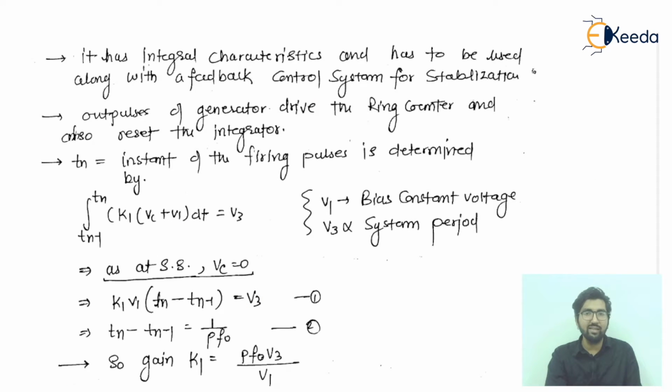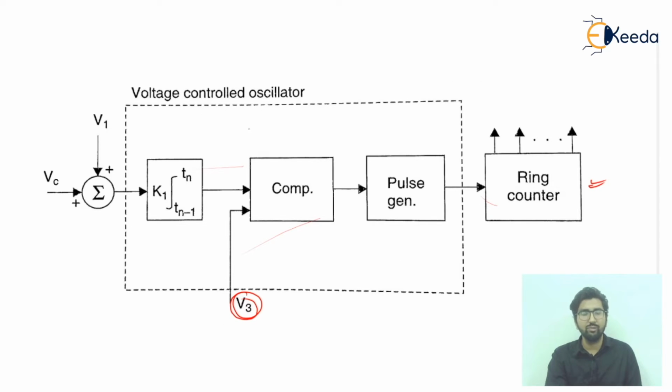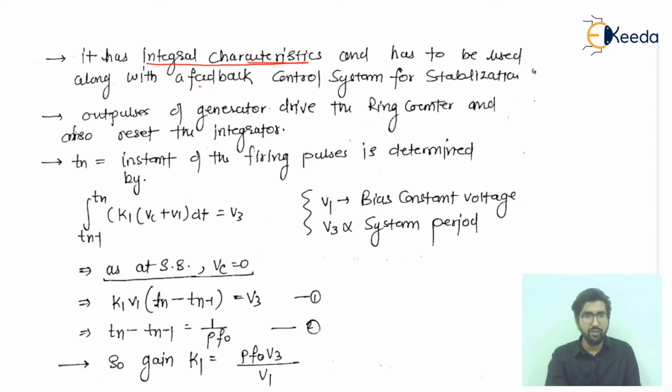It has an integral characteristic and has to be used along with a feedback control system for stabilization. There may be an instability condition, as we have seen in the previous lecture, due to the harmonics. So for stabilization, we generally use a control system having feedback. It may be positive or negative, depending on the system conditions.